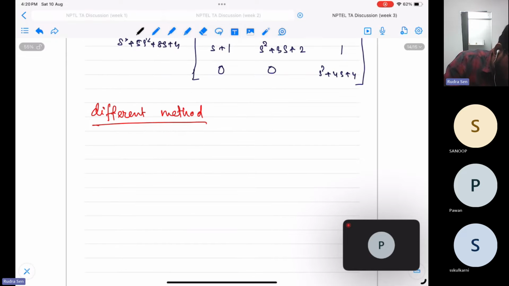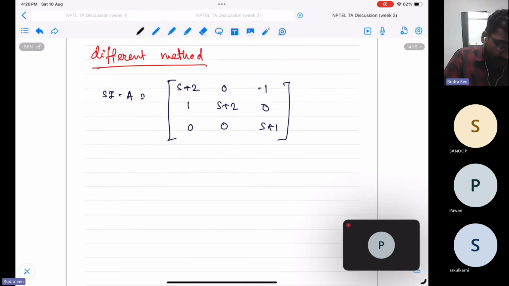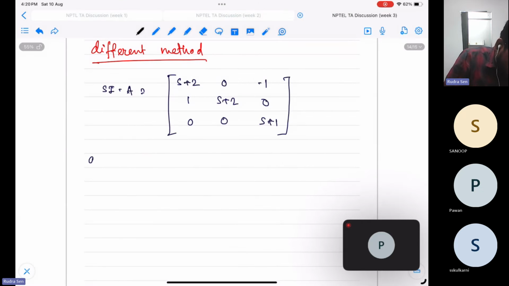Okay, so the adjoint of SI minus A is basically, first of all, write down what SI minus A is. SI minus A is basically S plus 2, 0, minus 1, 1, S plus 2, 0, and 0, 0, S plus 1. Okay. Now for the adjoint, first find out the determinant.